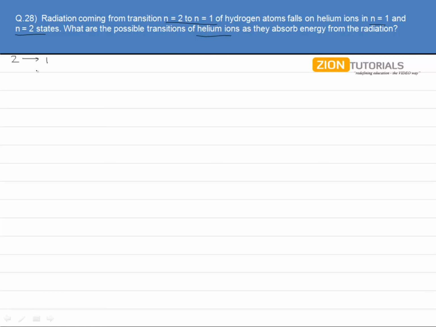So we can find out the energy of the photon released in this transition, and that is obviously 13.6 into 1 by 1 minus 1 by 4, giving us 10.2 electron volts. Now the photon released from here is having an energy of 10.2 electron volts. And in helium we are having the electrons in n equal to 1 and 2, and we need to find out in which transition the energy gap will be same as 10.2.